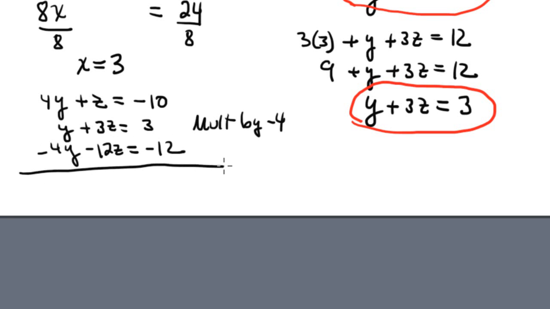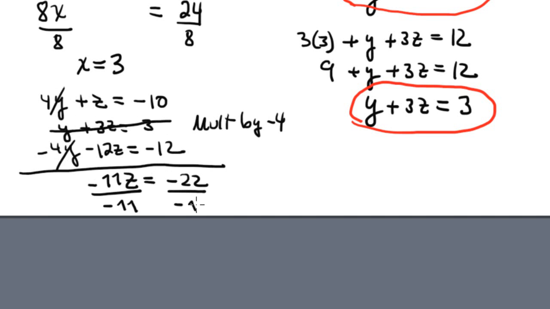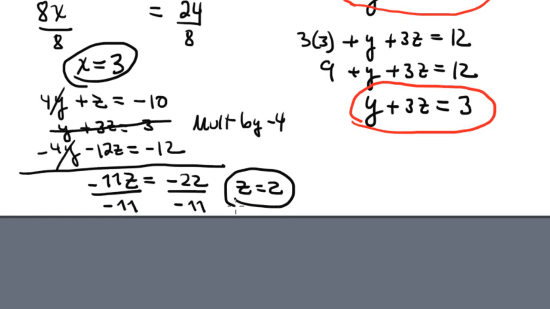Okay, so I delete this equation. When you add this, it cancels out. Now this is negative 11 C is equal to negative 22, divided by negative 11 on both sides. C is equal to 2. So far we have x equal 3, z equal 2.